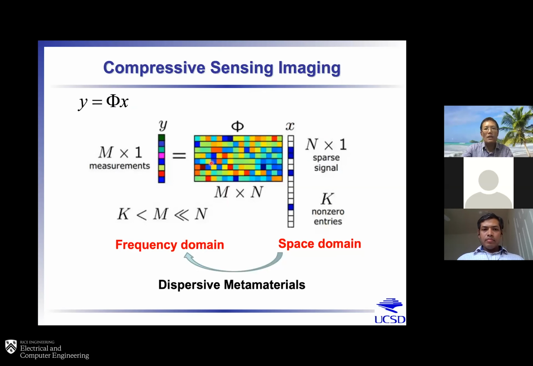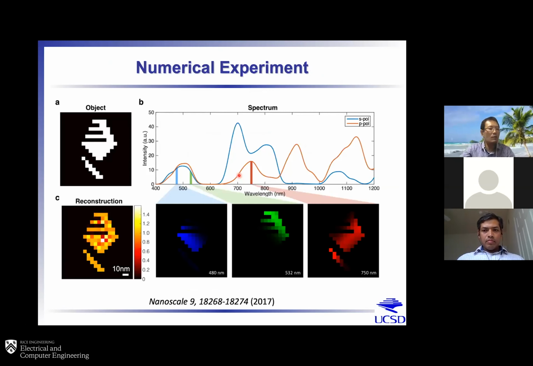And then we measured the spectral information, and we know that all of this sampling matrix is the movie I just showed you, okay? And then this is a preliminary reconstruction, and then we have the numerical experiment, and this is the object. We measure the spectra in the far field, and we have two polarizations. We measure this spectra, and we go through the reconstruction process, and we can reconstruct the image like this.